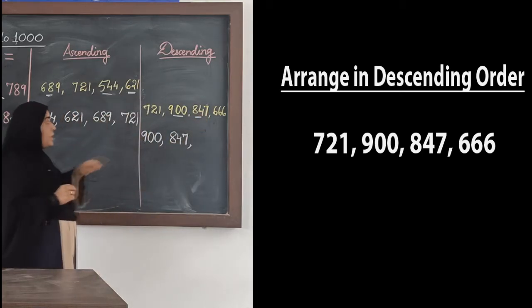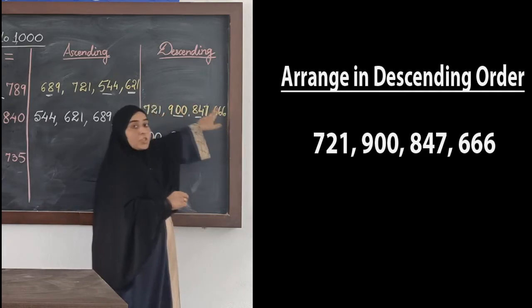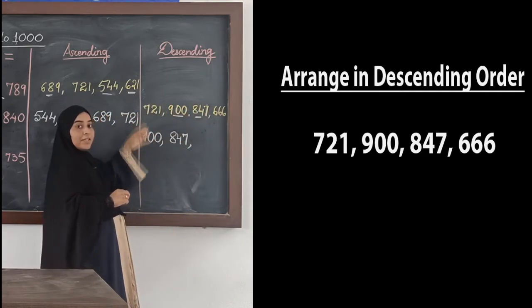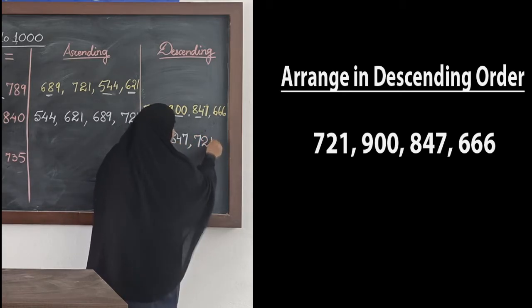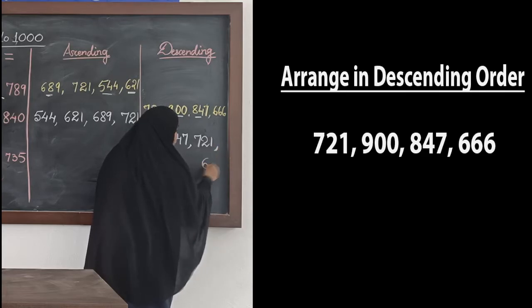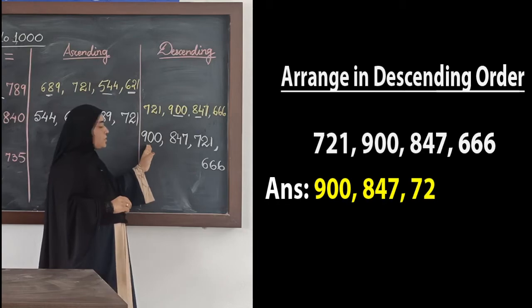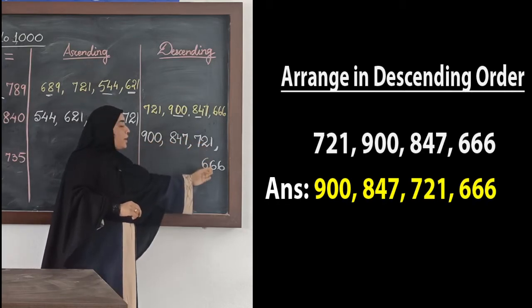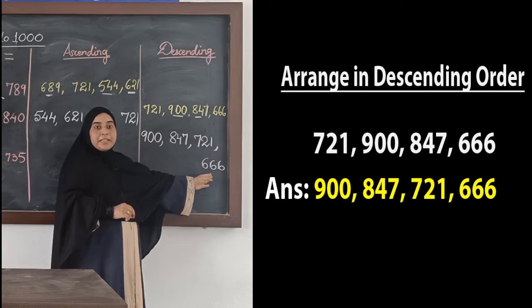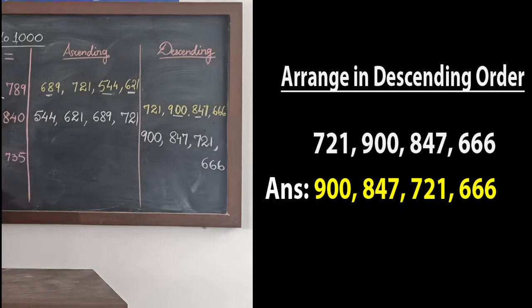2 more numbers are left. That is 721, 666. So, which is the greater one now? 700 or 600? It will be 721 and the last number will be 666. So, here you can see we have started from the greatest number and slowly we have written the smallest number at the end. This arrangement is called descending order.